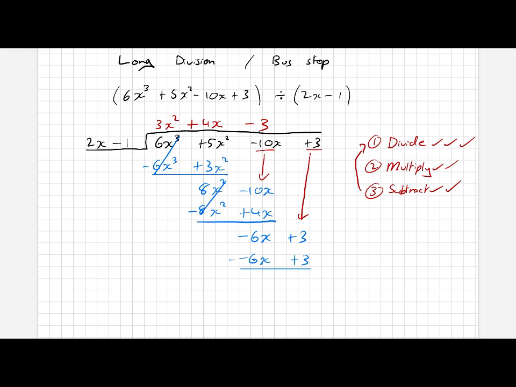If I subtract negative 6x, it's the same as adding 6x. And if I subtract positive 3, it's the same as just subtracting 3. So negative 6x plus 6x gives me 0. 3 minus 3 gives me 0. So I've got nothing left at the bottom. I've got a remainder of 0. When we get to a remainder of 0, or a number that we can't divide, it means we're finished. Remainder of 0 means it divides in evenly. It is a factor, there's no remainder. Now remember, the answer is the bit on top. So my answer here is 3x squared plus 4x minus 3.